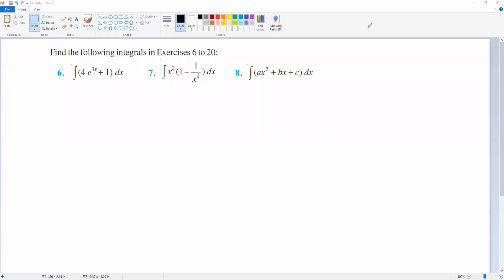Now, we have to find the following integrals. Integral of 4 e to the power 3x plus 1 dx. So this is equals.